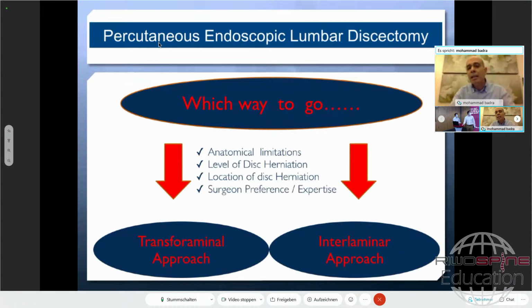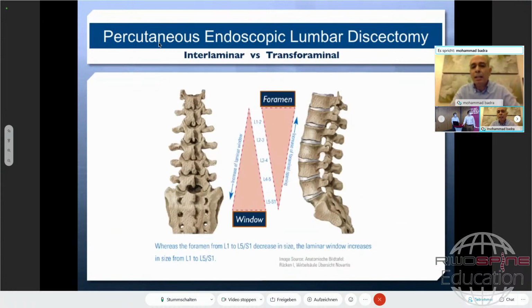And in the end, your experience, because some people are really expert in the transforaminal approach. They prefer to do any case using the transforaminal approach. And some people really like the interlaminar approach, like myself. So they prefer to do the cases using the interlaminar approach. These are the factors that you have to consider when you decide between interlaminar and transforaminal.